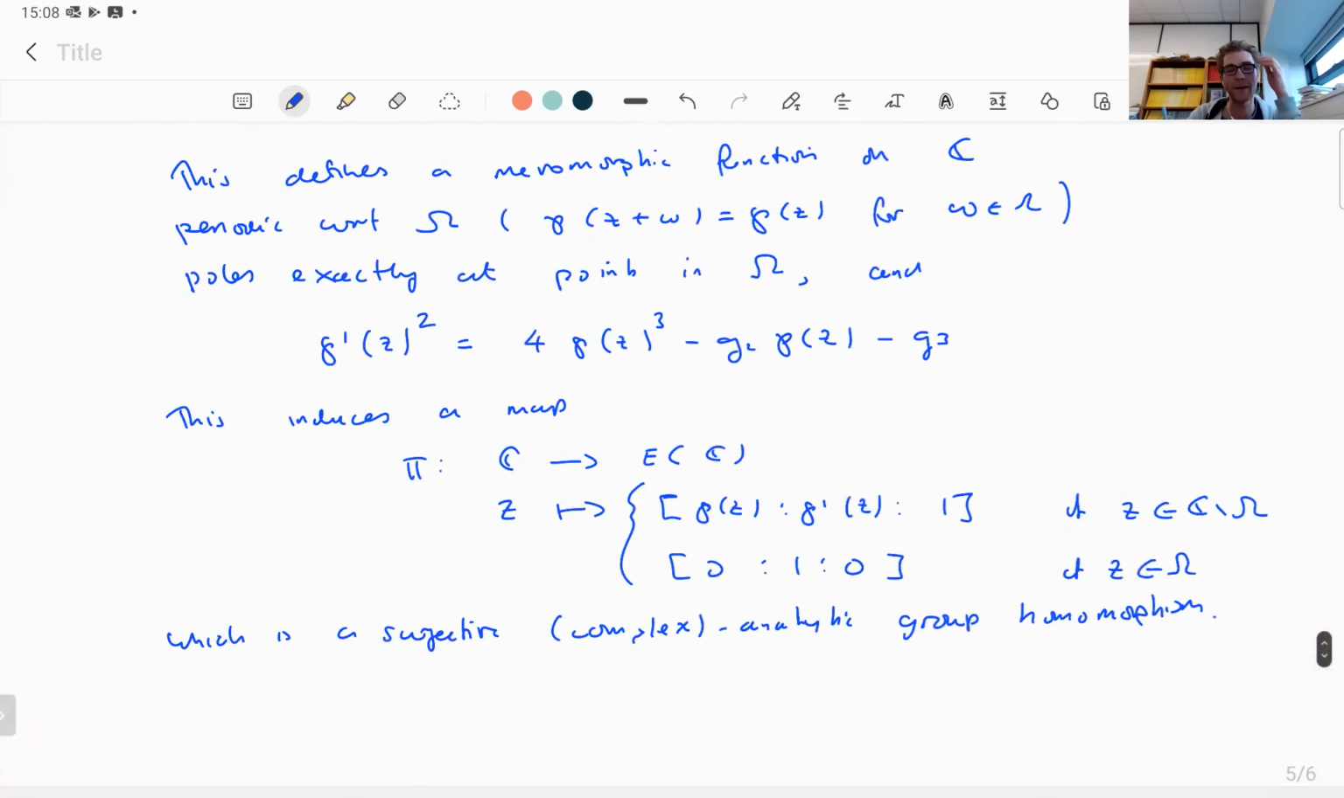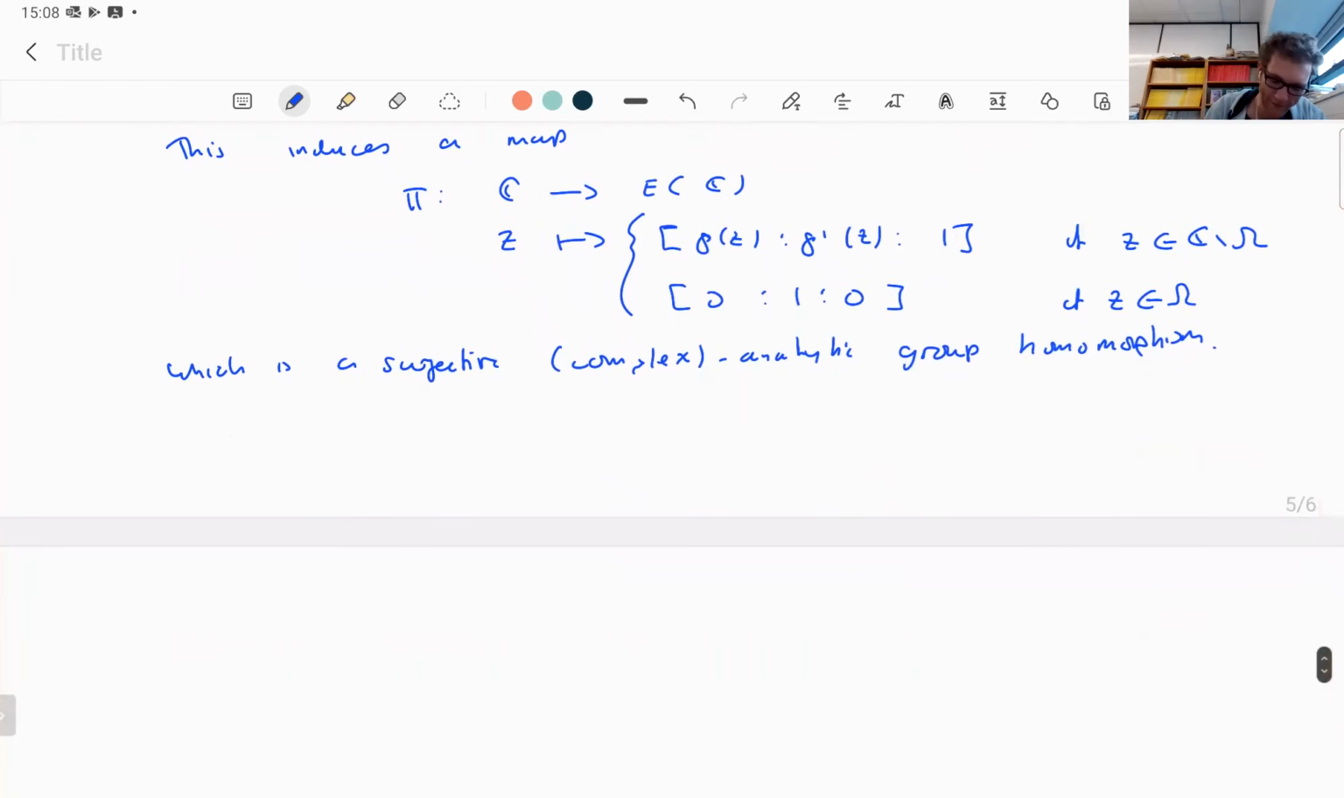So omega is a lattice in C, so I can fix a basis of that lattice, a Z-basis, which will be two elements of the lattice which are linearly independent over the reals, and such that they generate the whole lattice. So fix a Z-basis, omega 1, omega 2 for my lattice.